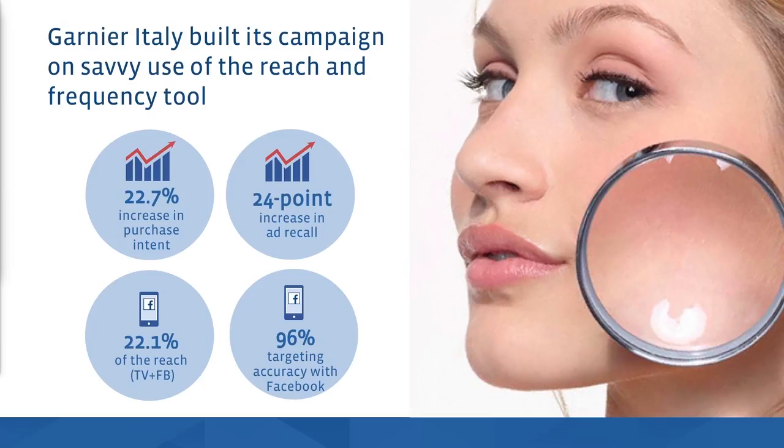So I'm just going to dive into a few case studies here to give you an example of some successes we've seen with reach and frequency. Garnier Italy wanted to drive awareness of a new cream among Italian women. Reach and frequency allowed Garnier to maximize the number of women it reached given their budget with balanced ad frequency, and it gave them total control over the number of times people were exposed to their ads.